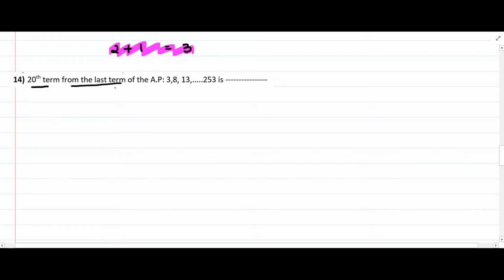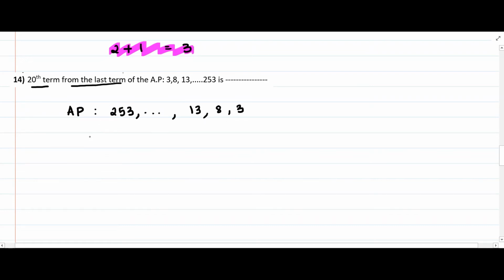So now the AP is reversed. So that's how it is easy to find the 20th term from the last. Okay, please note the question carefully. The AP given, so we are reversing the AP. So we are just writing it in the reverse order.